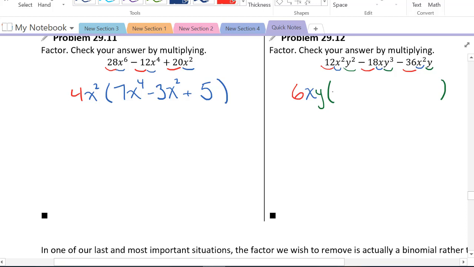So 12 divided by 6 is 2. X squared over here, we're taking out 1x, there's only 1x left. Y squared over here, we're taking out 1y, there's 1y left. Negative 18 divided by 6 is negative 3. There's 1x here, we're taking it out, no more x's. We have a y cubed, we're taking out a y, so there's y squared left over. Then negative 36 divided by 6 is negative 6. We have an x squared, we're taking out 1x, so there's only x left. And then we have y, and we take out y, so no more y. And that's it.